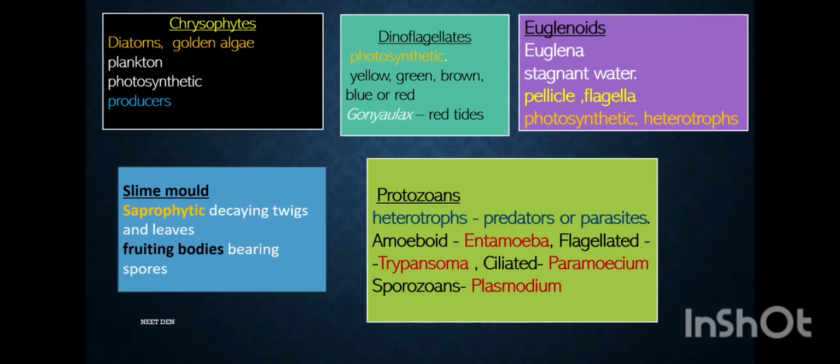Lastly, protozoans, which are animal-like protists, and they are heterotrophs. They may be predators or parasites. The different types of protozoans we had seen were amoeboid protozoan, like Entamoeba, flagellated protozoan, like Trypanosoma, ciliated protozoan, like Paramecium, and sporozoan, like Plasmodium, which produces malaria. So this was in brief about the kingdom Protista, which we had seen in part 3.